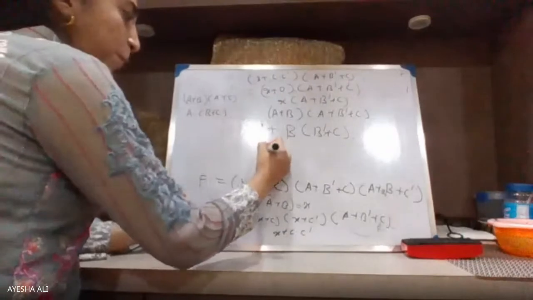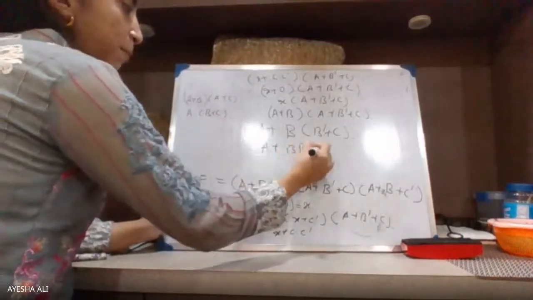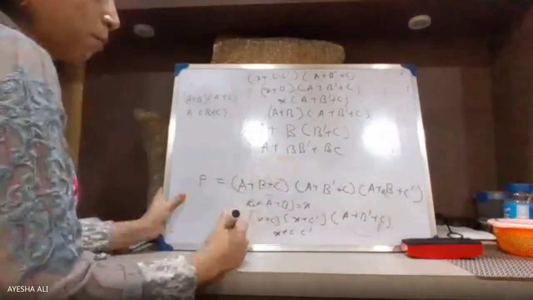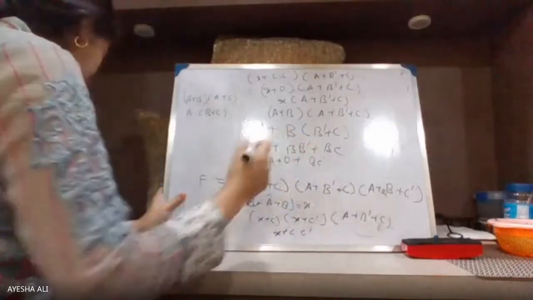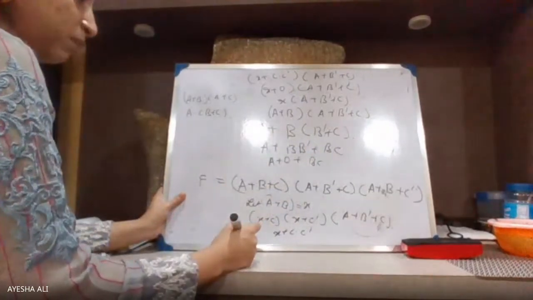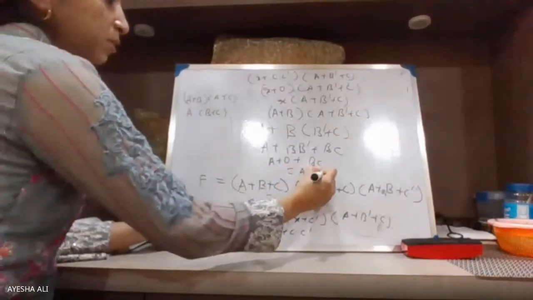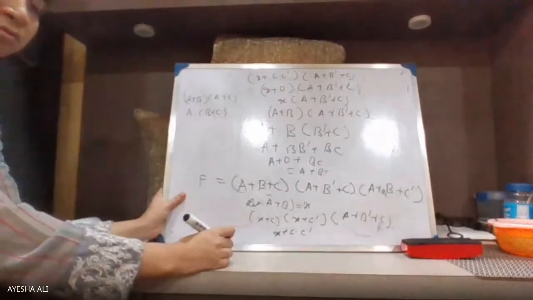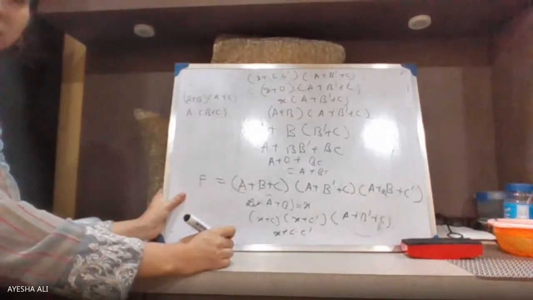After this, break it open: A plus BB complement plus BC. What is BB complement? 0. So A plus 0 plus BC. What is A plus 0? A plus 0 plus BC will be simply A plus BC. That is it.